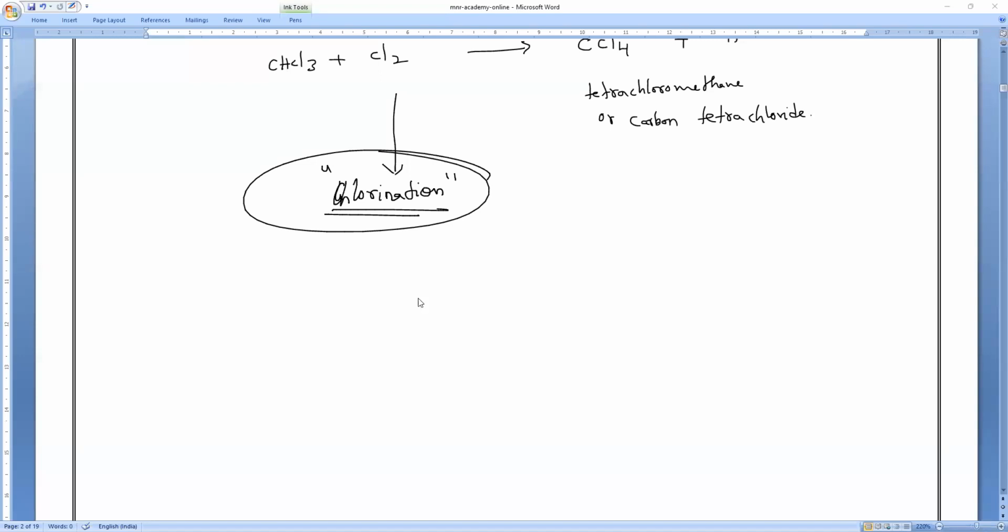And unsaturated hydrocarbons show addition reactions with halogens. Addition reaction with halogens. So they won't show what? Substitution reaction. Please note it. Every word is very, very important.